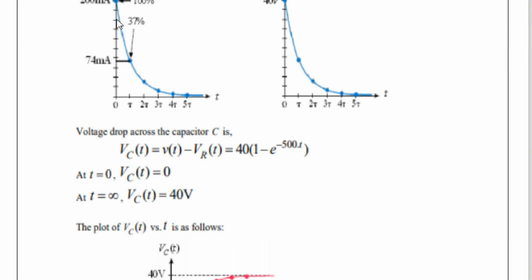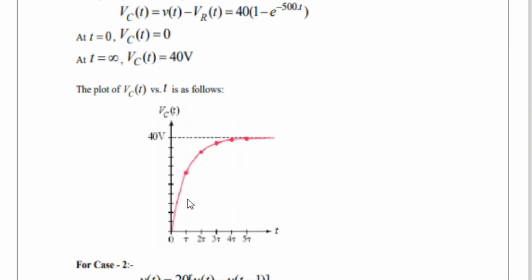So it is exponentially decreasing. This is also exponentially decreasing, but at t equal to 0 we are having some value. The voltage drop across the capacitor is Vc of t equal to V of t minus Vr of t, that is 40 into 1 minus e power minus 580. So at t equal to 0, Vc of t is 0, and at t equal to infinity, Vc of t is equal to 40. That is shown here.